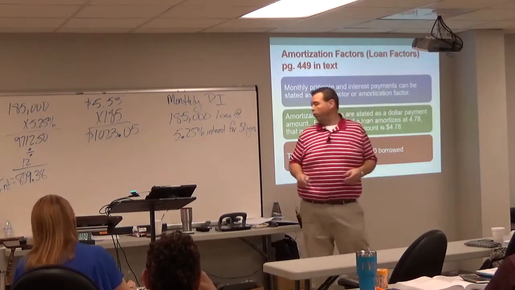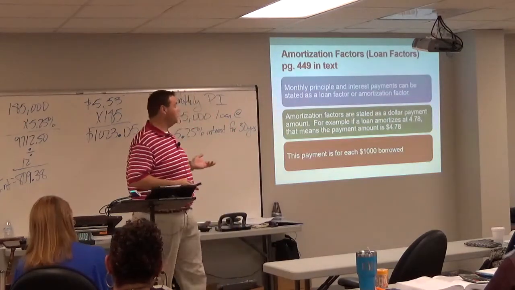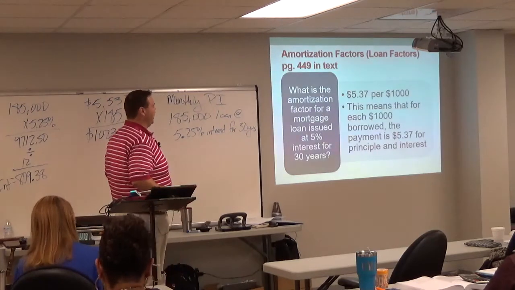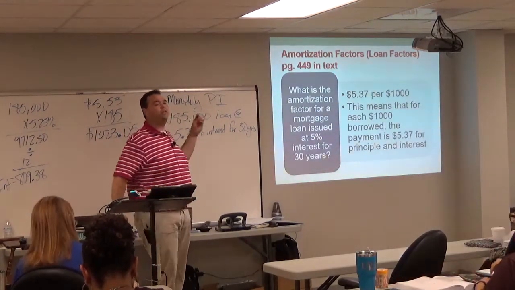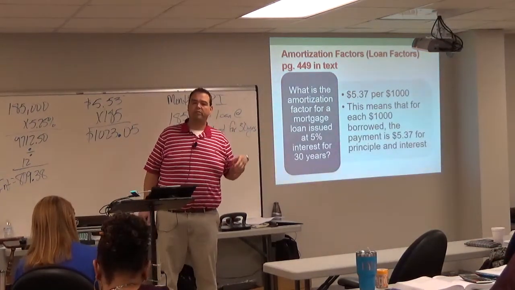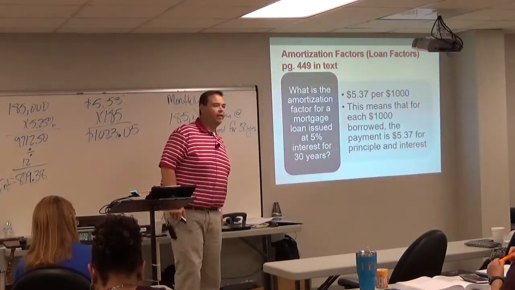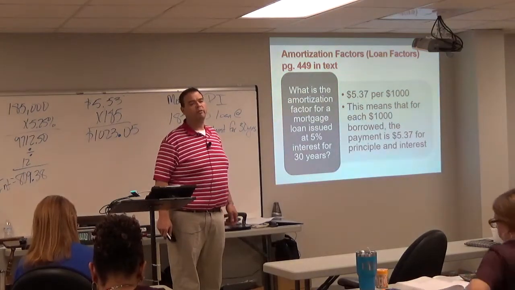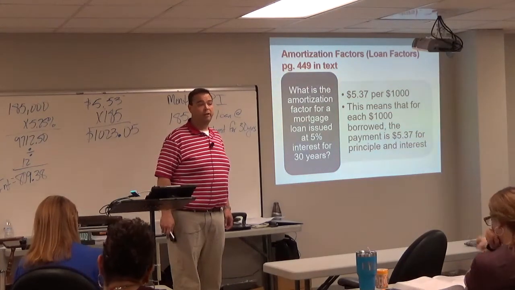So on the test, generally speaking, it is possible they give you the chart. Most likely, though, they're simply going to give you an amortization number. They would just say that the loan amortizes at. So you need to get comfortable with that terminology. You need to get comfortable with seeing the loan amortizes at 5.37. You're going to read that as the loan amortizes at $5.37 per thousand. Okay, we all good on that terminology?